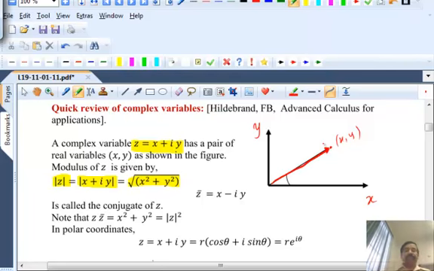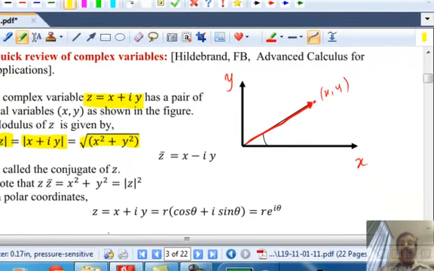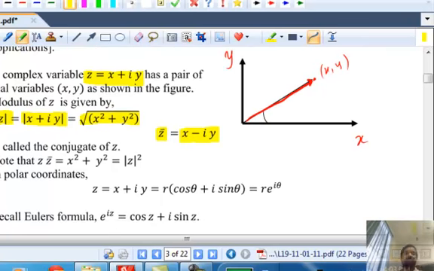Okay. The complex conjugate is defined as x minus iy, written with a bar over the z. So z bar simply means that it is the complex conjugate of the original one, x plus iy. The product of z and z bar is equal to the square of the magnitude of the vector.